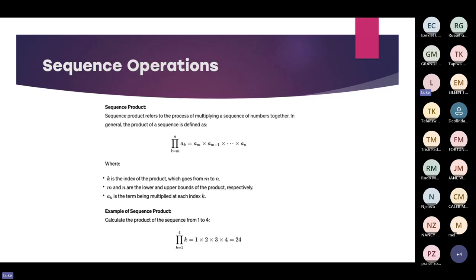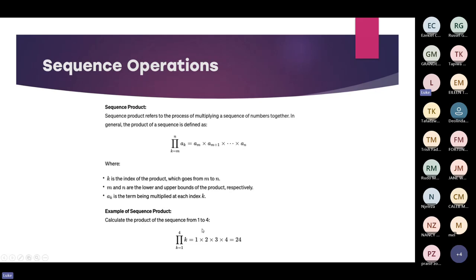On the products, we've got our sequence product. Sequence product refers to the process of multiplying a sequence of numbers together. In general, the product of a sequence is defined using the product sign. It's one and the same with the summation one, where k represents our lower limit and n our upper limit. So k is the index of the product, which goes from m to n. M and n are the lower and upper bounds of the product respectively, where ak is the term being multiplied at each index k. I'm just going to give you an example, which is at the bottom.